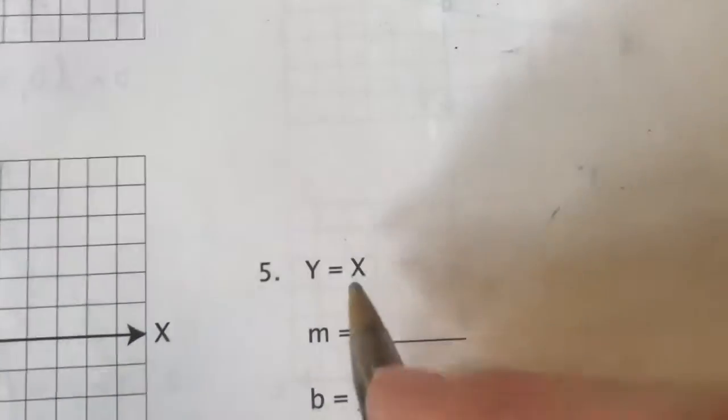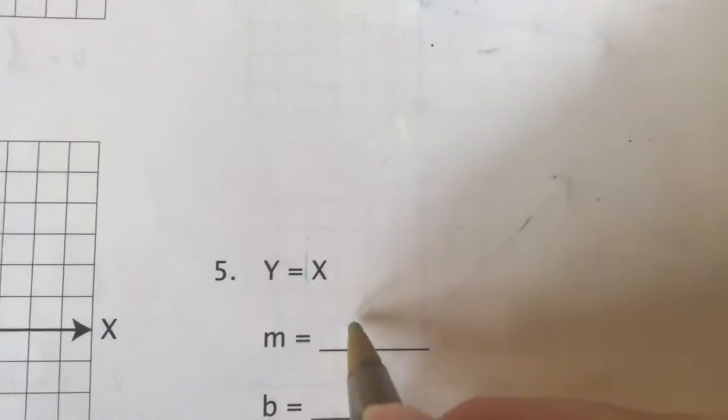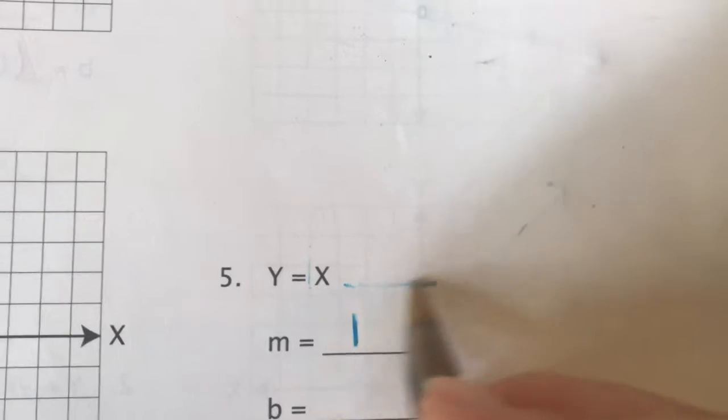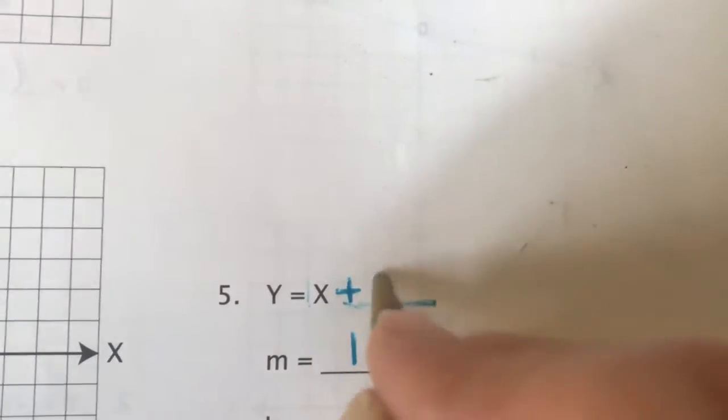Okay, look at this one. What's the number in front of x? Because that's my slope. Well, it would be 1. Remember, your y-intercept is what's tagged on the end. Well, there is nothing tagged on the end. I could write it like this, plus 0.